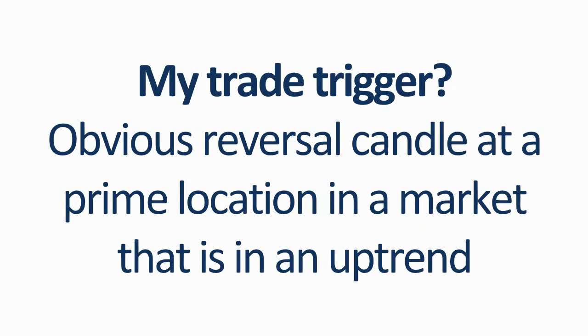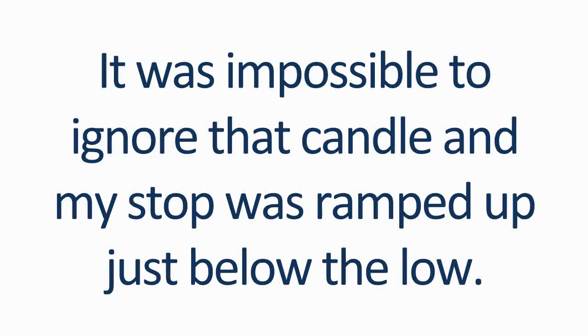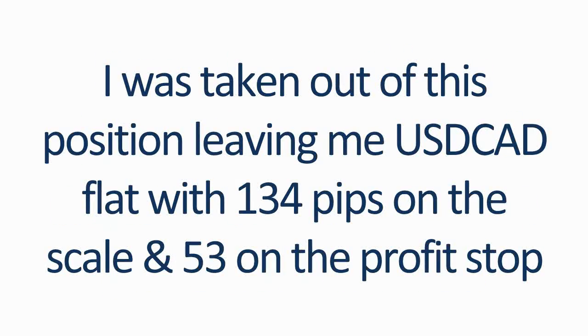So what had me trigger into this trade was an obvious reversal candle at a prime location in a market that wasn't in an uptrend. What gets me out of this trade is an obvious reversal candle that shows up in the middle of the range, and it's a range that has seen some pretty sloppy price action. The candle that gave me my risk reduction also closes as a candle with a small bear body and a long upper shadow, as pointed out in the trading chart here. It's impossible to ignore that candle, and my stop was ramped up to just below the low. And you can see that I was taken out of this position, which left me flat with 134 pips on the scale and 53 on the profit stop.